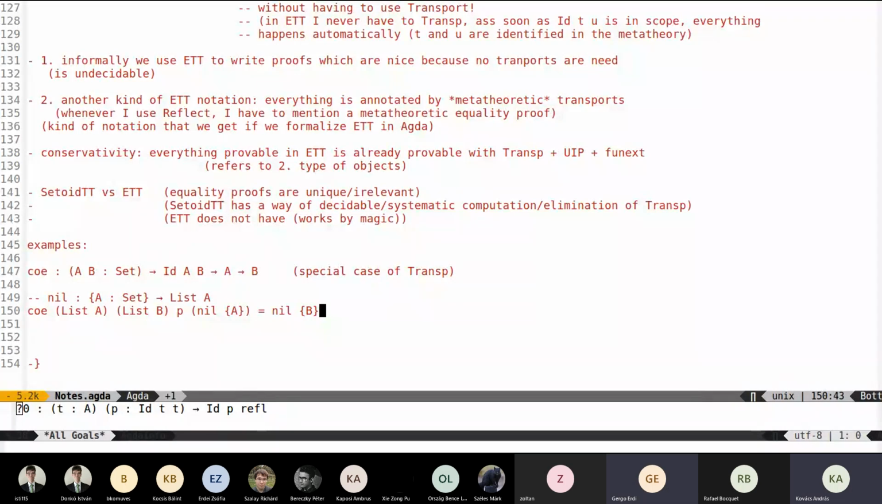Okay, but is it true to say that the problem only comes once you start using equalities between types, so ID U? No, because I can also rewrite this computation rule with transport, and it's still pretty much the same, even if I don't refer to U. So I don't need to use the universe.